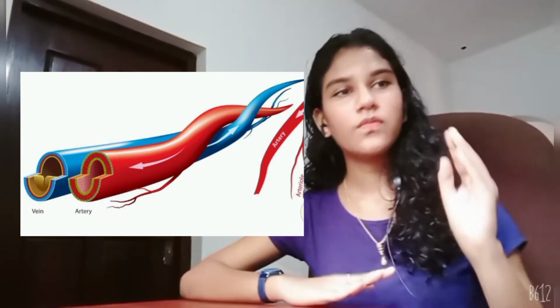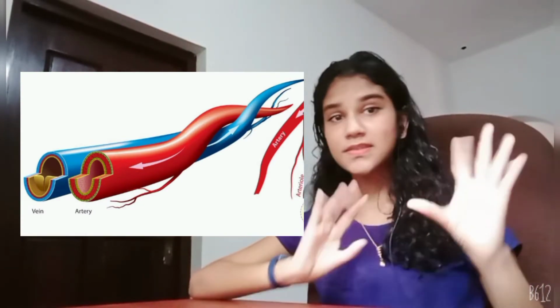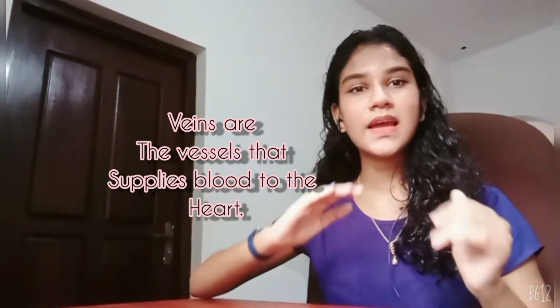And the veins are the vessels that supply blood to the heart. It means that they collect the blood from all the organs throughout the body, and supply that blood by a vein to the heart. And there are main arteries that start from the heart, and those main arteries are divided into branches.